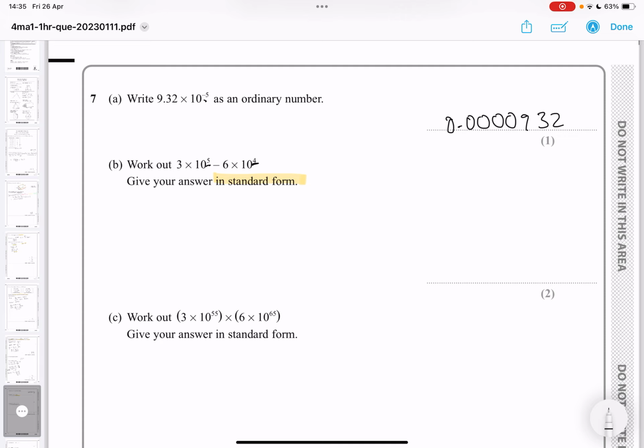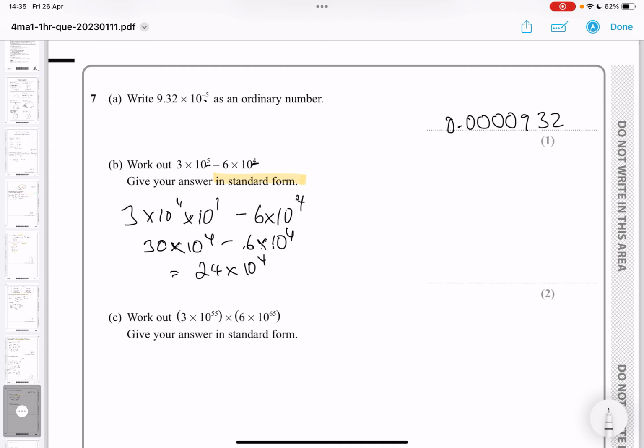So you either have to make it all 10 to the power 4 or 10 to the power 5. So I'm going to make it 10 to the power 4 because it's easier to solve. Okay, so we split up 10 to the power 5 into 10 to the power 4 times 10 to the power 1. And then minus 6 times 10 to the power 4. Now 3 times 10 to the power 1 is just 3 times 10, which is 30. Times 10 to the power 4 minus 6 times 10 to the power 4. And that gives you an answer of 24 times 10 to the power 4. But remember, that's not in standard form, so we need to convert it into standard form, and that'll give you 2.4 times 10 to the 5, okay?